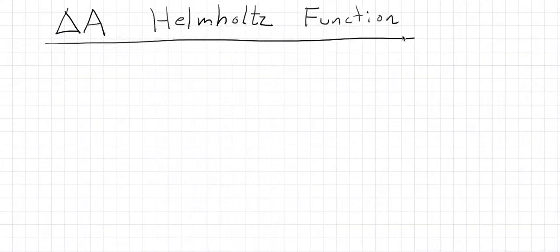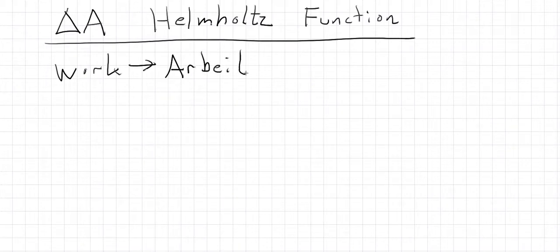So you may have wondered why is the Helmholtz function called delta A? Why A? Well, it's because the German word for work is Arbeit. Okay, and so there must be some relationship between delta A and work. So let's look at the differential for A.